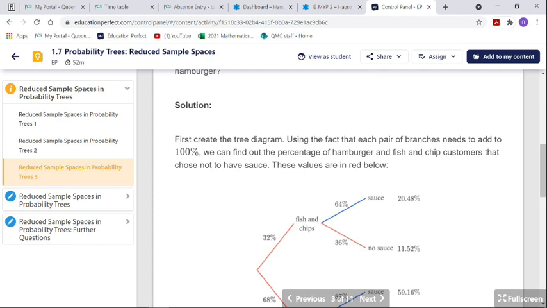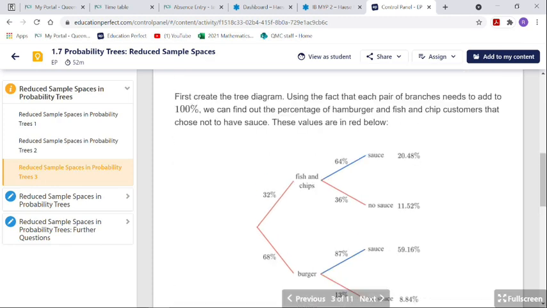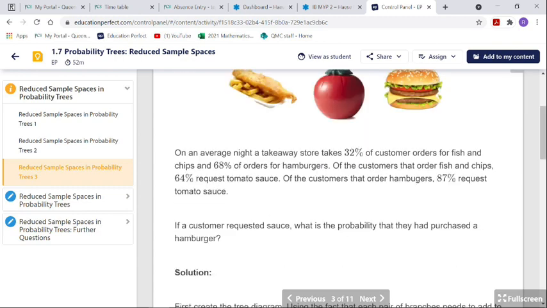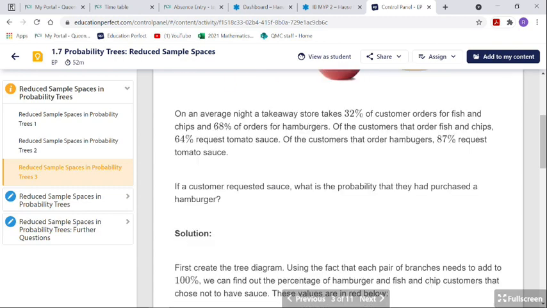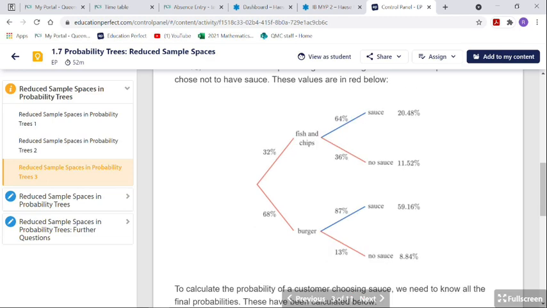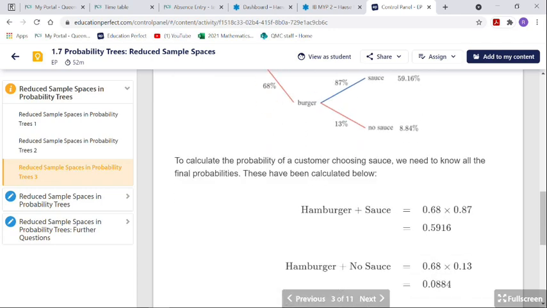Okay, so the first thing we did was look at the customers who did not have sauce. Okay, because all we want is, if the customer requested sauce, what's the probability they purchased a hamburger? So the requesting sauce is the thing we want to get rid of at the end. So we just want to see purchasing hamburger. So no sauce, so this branch gives your probability. Then this branch gives you the probability.